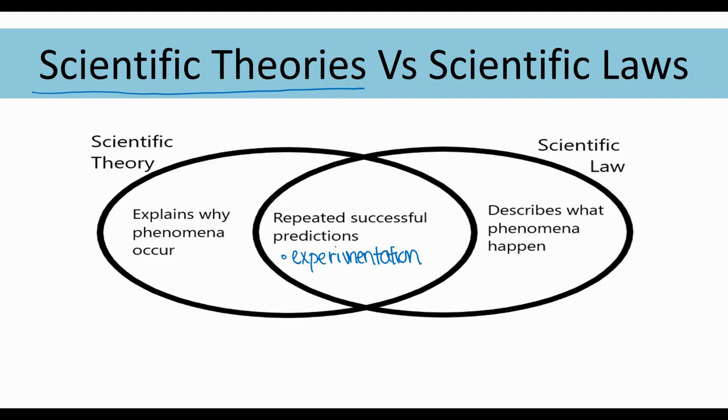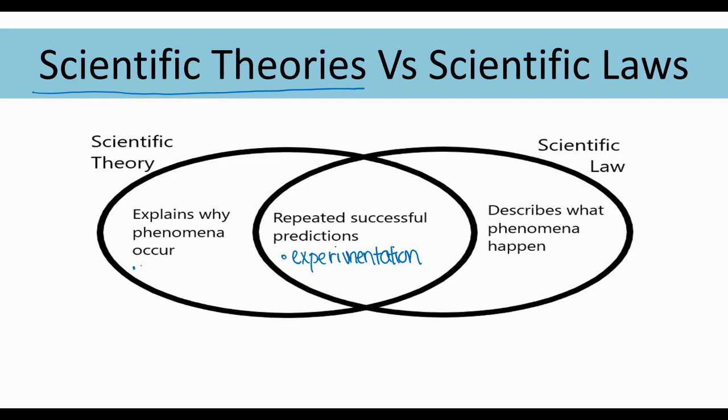A misconception that students have is that a theory can graduate and become a law. If you learn nothing else this semester, I want you to know that that doesn't happen. This Venn diagram shows us that theories and laws serve different purposes. A theory is going to explain why phenomena occur, while a law describes what phenomena happened. Okay, so these two things are doing two different things. That is why a theory does not become a law, because it is doing its own thing.